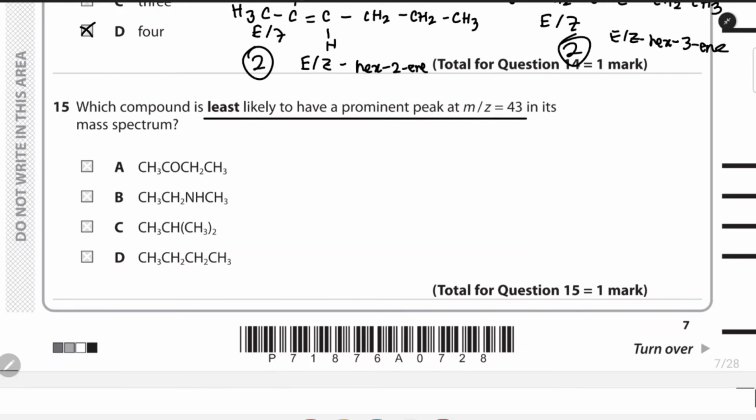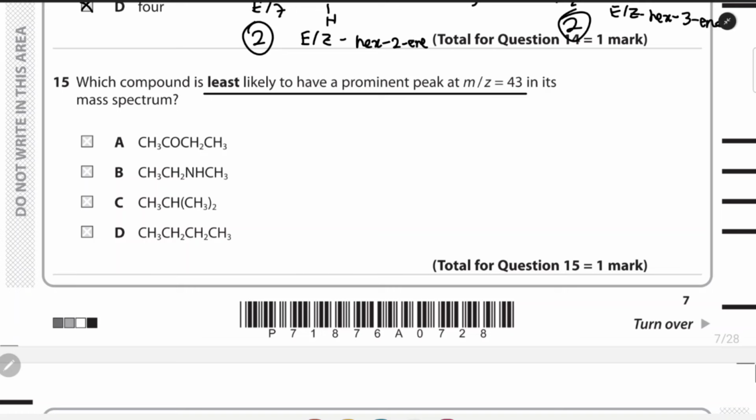Now in question 15, we are given which compound is least likely to have a peak at m/z 43 in its mass spectrum. The m/z peak at 43 can be caused by CH3CH2CH2+. This is 15 plus 14 plus 14, which comes out to be 43. Or it could be due to CH3CO+. So we have 15 plus 12 plus 16. This also adds up to 43.